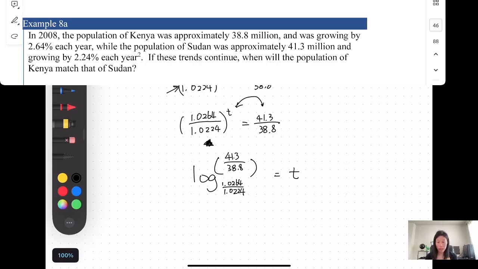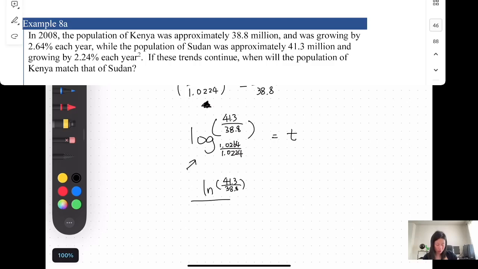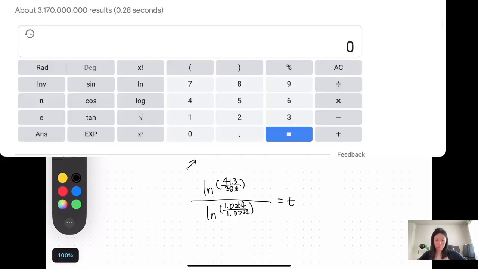And then you just need to put it in a calculator to solve this log. When you put it in a calculator, you can use the change of base property to do that. Now I'm going to use ln. So when you put it in the calculator, it should be ln of 41.3 over 13.8 divided by ln of 1.0264 over 1.0224 equals t. Okay, now I'm going to use a calculator to calculate that for you. This one is just a basic Google calculator. If you type in calculator, that is the first result that you see on Google.